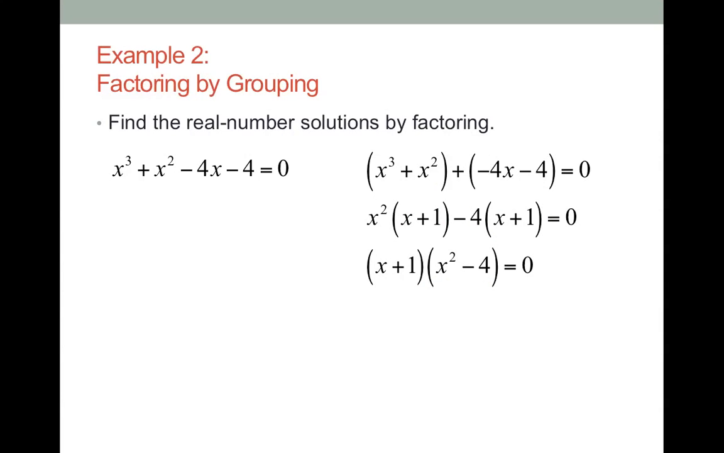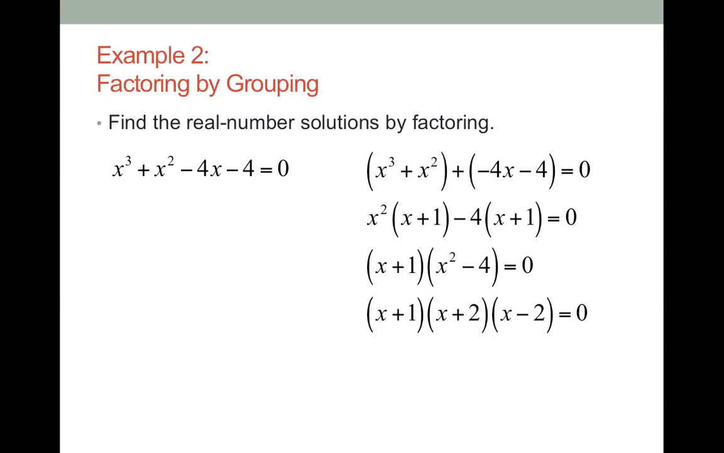Now at this point, you want to take one more second and check your factors and see if anything can be factored any more than what it already is. Because in this case, it can be. Our x plus 1 is about as simple as we can get, but our x squared minus 4 is again a difference of squares. And so that can be factored another step into x plus 2 times x minus 2.